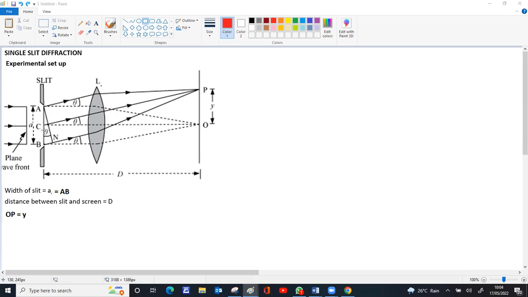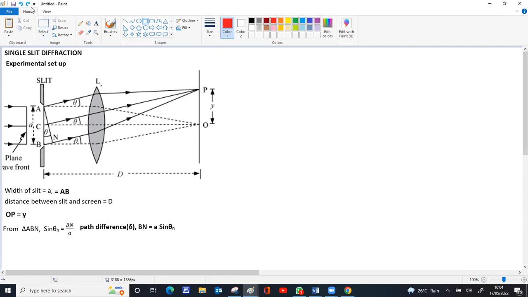Finding sine theta, the opposite side is BN, divided by the hypotenuse AB. This is a 90-degree angle. So sine theta is equal to BN by a, the width of the slit, or a sine theta equals BN, which is the path difference. So we got the path difference.